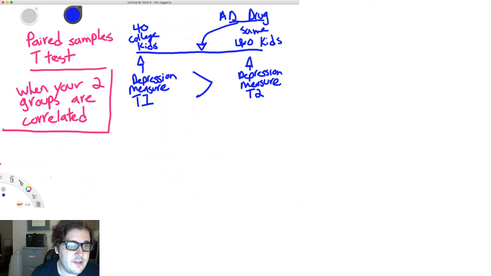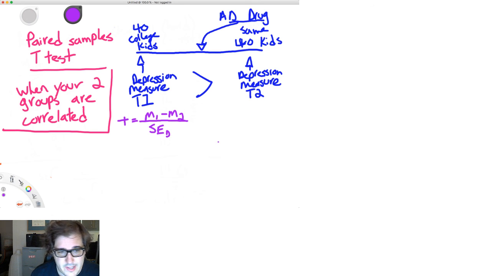So what do we do? It's basically the same thing as a t-test. You just change one little thing. So remember that a t-test is your t-ratio equals your mean of group 1, so in this case time point 1, minus your mean of group 2, which would be time point 2, divided by the SED, the standard error of the difference.